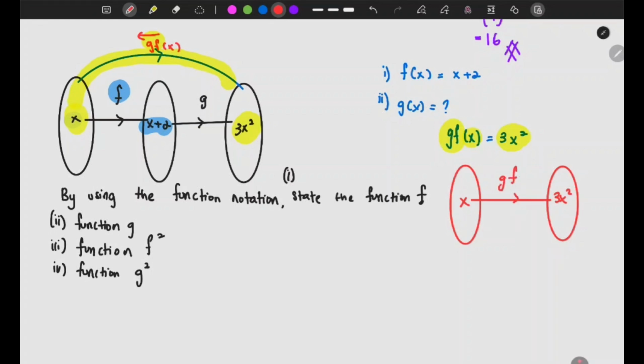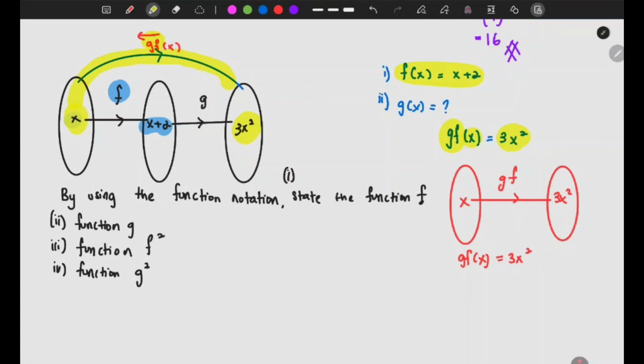But just now the input is not x, but is x plus 2. So you cannot say gx is equal to 3x squared, but you can say gfx is equal to 3x squared. Hope you get the idea, okay? So you can actually come out with your gfx is 3x squared. And not only that, you also know your fx is x plus 2.